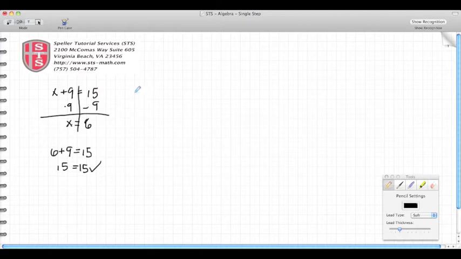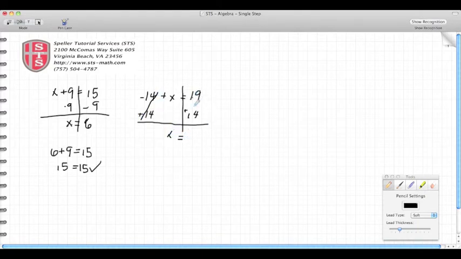Let's take a look at another example. Negative 14 plus x is going to be equal to 19. Again, I draw the line to separate my two expressions. And to get the x by itself, I must add 14 this time because we have a negative 14. The inverse operation is addition. So I end up adding 14 to both sides of the equation. These 14s here cancel out and go to 0, leaving me with x is equal to 19 plus 14.